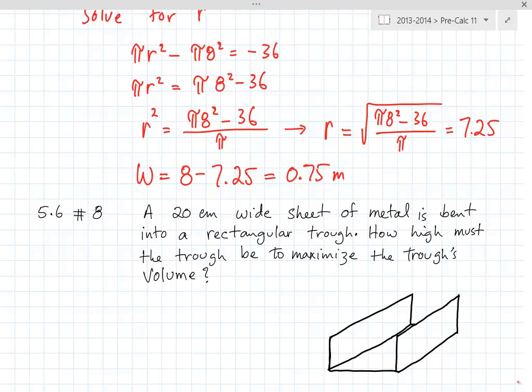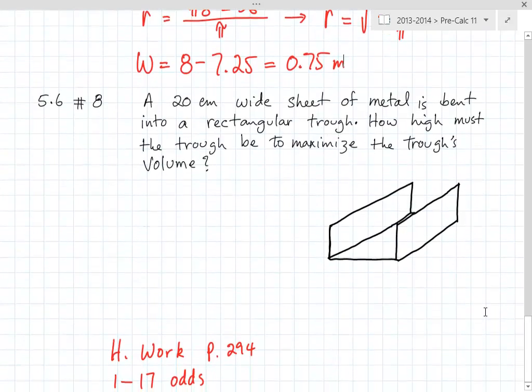And then I'm going to post the answer for that on Ning, and then you can check that out later, right? But go ahead and work on that. I'm going to pause this. I'm going to put the H work up as well, right? So make a note of the H work and start working on question 8 in 5.6.